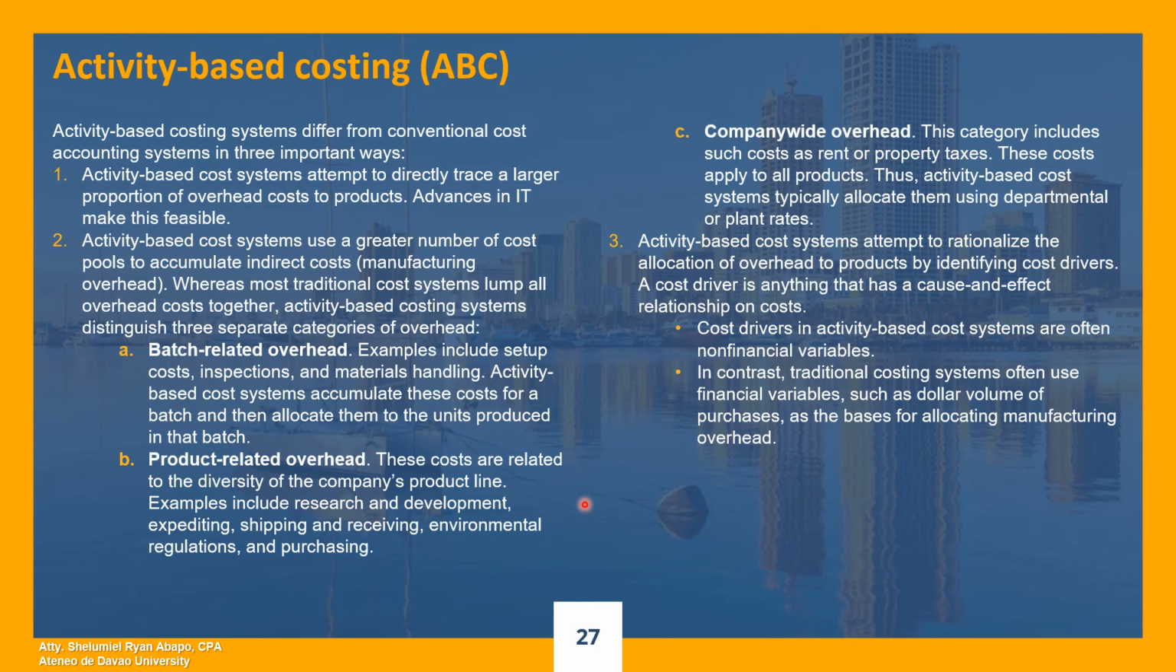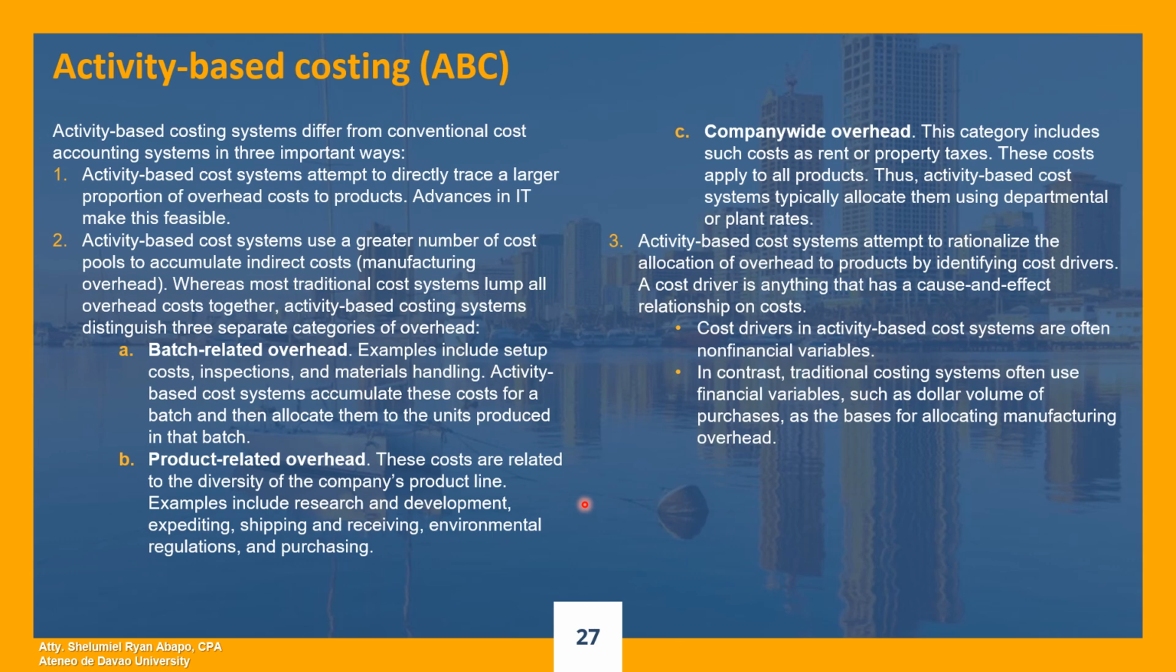Thus, activity-based cost systems typically allocate them using the departmental or plant rates. And the third distinction of activity-based costing from traditional costing is that activity-based cost systems attempt to rationalize the allocation of overhead to products by identifying cost drivers. A cost driver is anything that has a cause and effect relationship on cost. An example will be the number of purchase orders processed is one cost driver of the purchasing department cost.